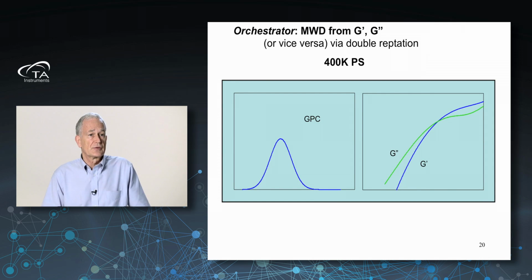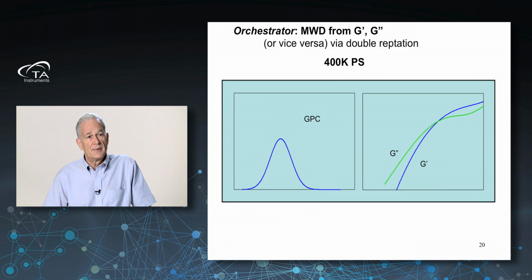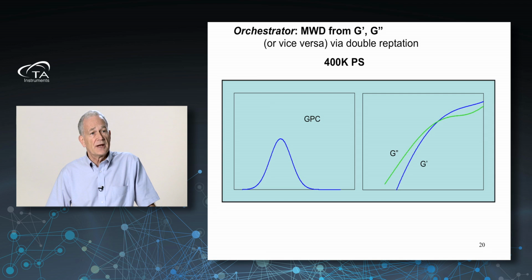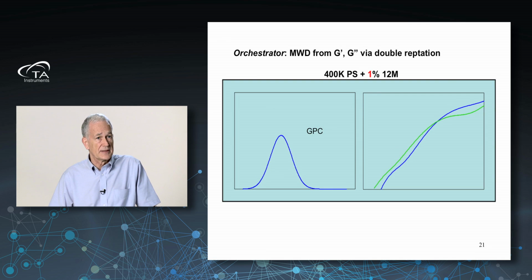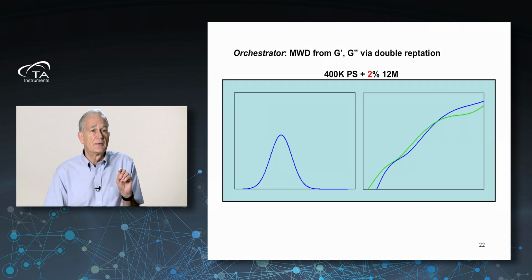This shows software that can be used to take the G prime and G double prime data and calculate the molecular weight distribution. On the right side is the rheology data, on the left is gel permeation chromatography, also called size exclusion chromatography. Here's a narrow molecular weight, 400,000 molecular weight polystyrene, and now we add in 1% of a 12 million molecular weight. Notice you can't even see the change on the GPC, but already you see this nice bump in the G prime at low frequency.